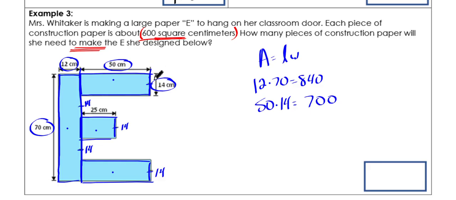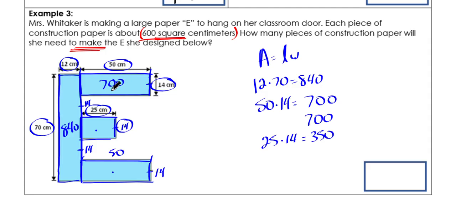This length and this length have to be the same. That's the exact same rectangle, so I have another 700 in there. And then 25 times 14, that's 350. So I have 840, 700, 350, and another 700. We add those up, that gives us 2,590. That's the total area of that E that she's making.